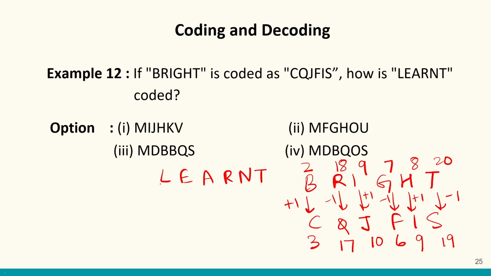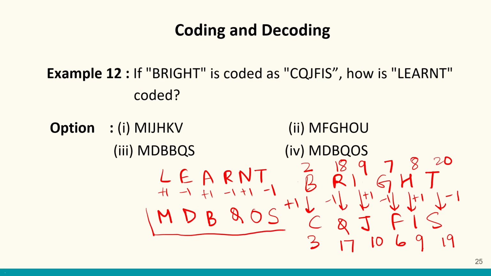If I move one position forward from L, here we'll have +1, -1, +1, -1, +1, -1. So if I move from here, L, M, A, B, and N, after that O. Similarly, here we have D, and here we have Q, and here we have S. So our code will be MDBQOS, which is option number 4. So our answer will be option number 4.